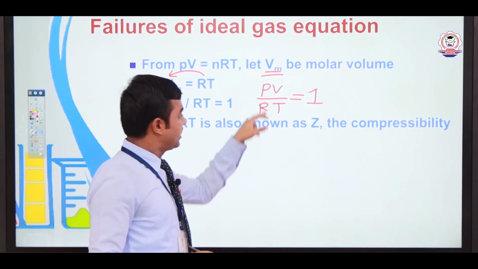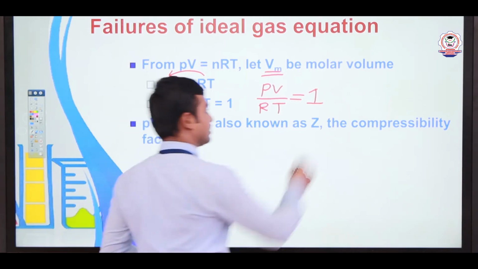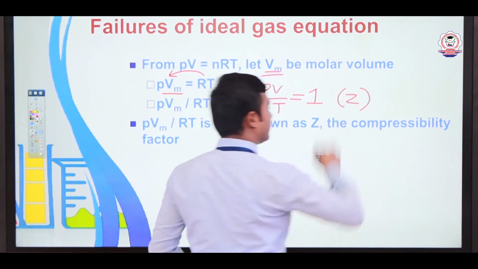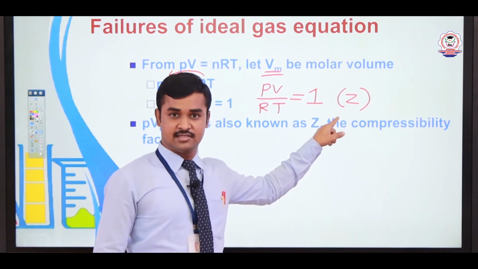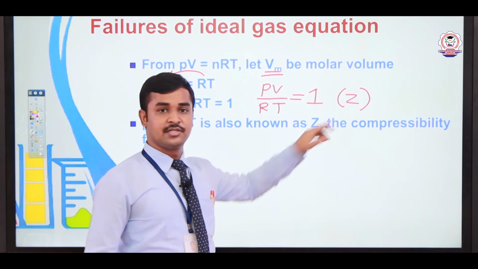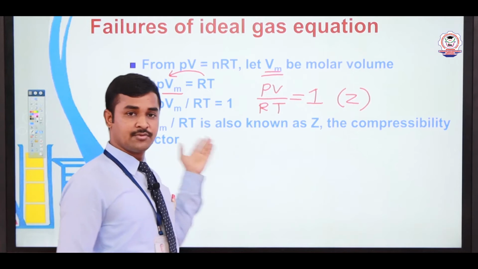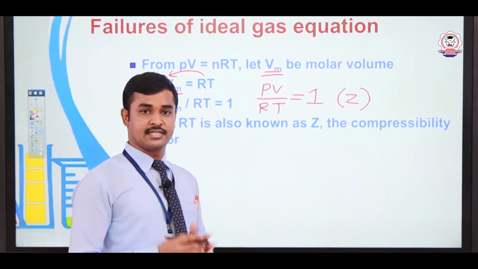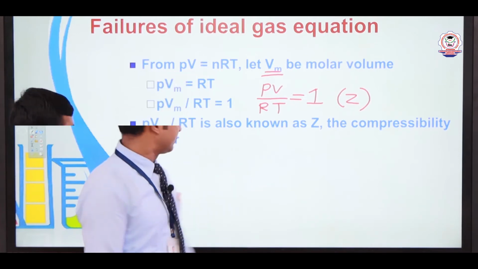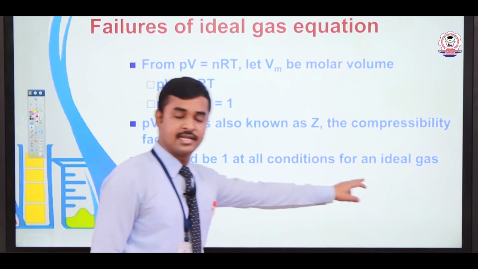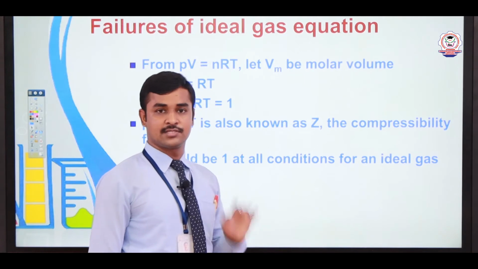If the PV divided by RT value differs and becomes another number, it is represented with the symbol Z. In the previous class you studied the compressibility factor, whose symbol is Z. By this you can know about the deviations from ideal behavior. Generally the PV value and RT value are the same for ideal gases, so Z is always 1 for ideal gases. Note this for 1 mark: the compressibility factor for an ideal gas is always 1.